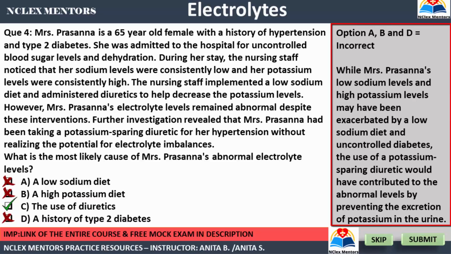While Mrs. Prasanna's low sodium levels and high potassium levels may have been exacerbated by a low sodium diet and uncontrolled diabetes, the use of a potassium-sparing diuretic would have contributed to the abnormal levels by preventing the excretion of potassium in the urine. Let us see another question for more practice.